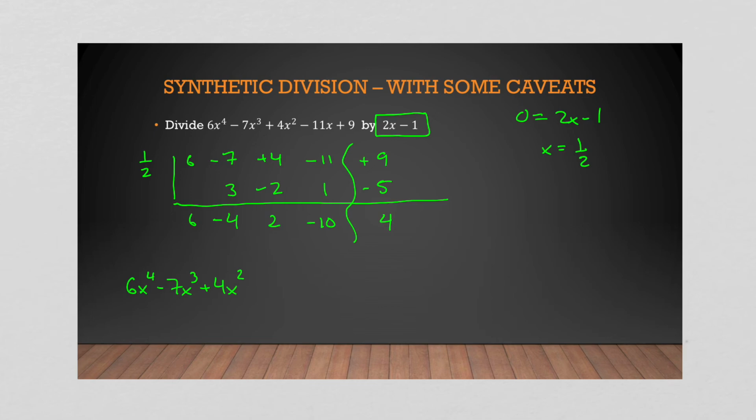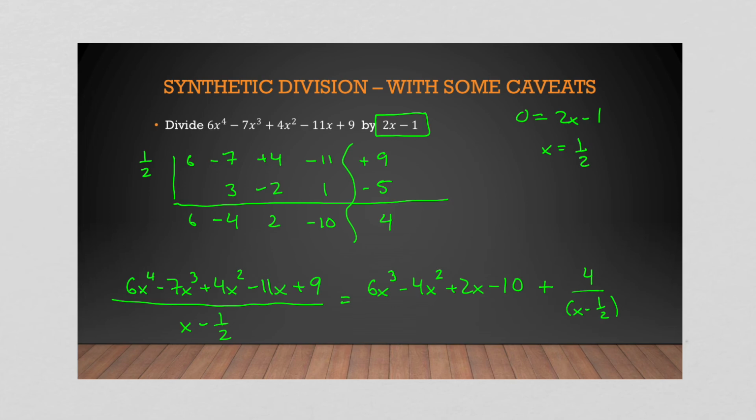Keep going. Minus 11x plus 9 divided by 6x cubed minus 4x squared plus 2x minus 10 plus 4 over x minus a half. Now, the thing is, technically our factor is 2x minus 1. So our answer needs to look slightly different because we've used a factor of x equals a half, which is true, but it's not written as 2x minus 1.